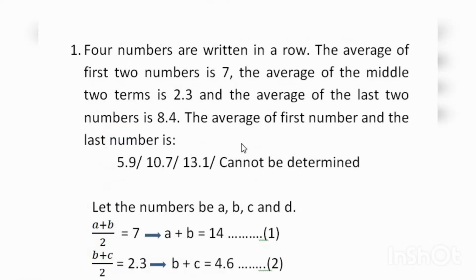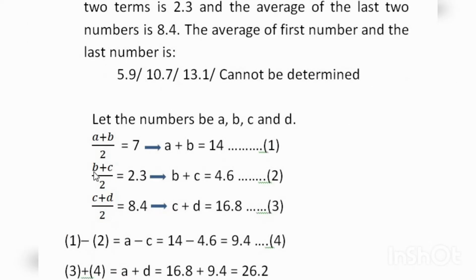Now it is given that the average of the middle two terms is 2.3. That is, the middle two terms are b and c. Their average is given as 2.3. From there we will get b + c = 2.3 × 2 = 4.6. And it is also given that the average of the last two numbers is 8.4. That means (c + d)/2, the last two numbers are c and d, their average equals 8.4. From there we will get c + d = 8.4 × 2 = 16.8.